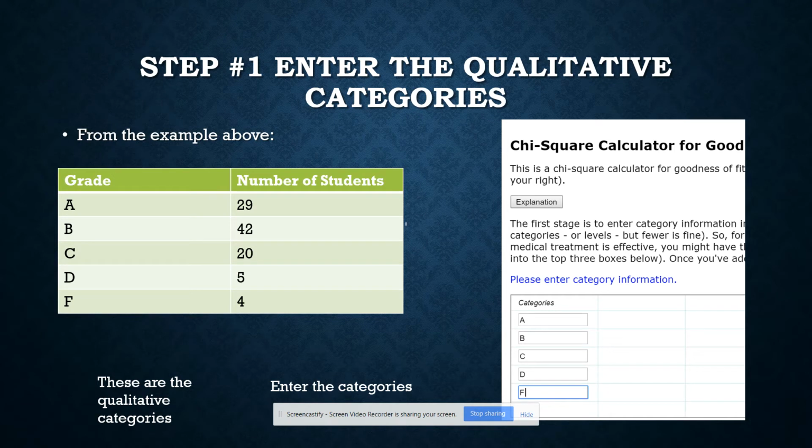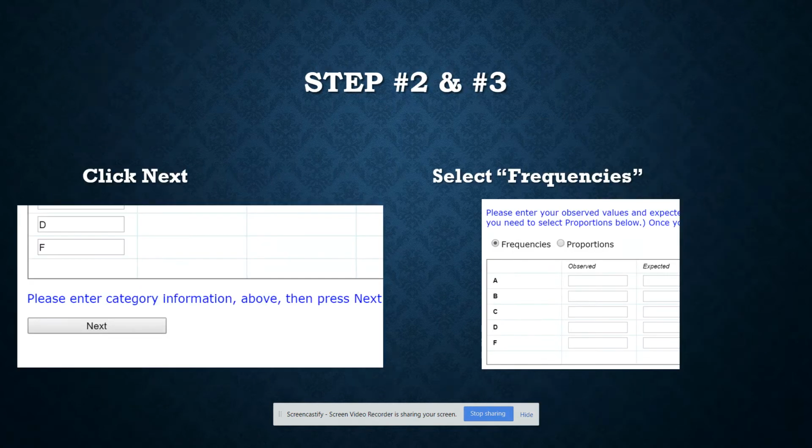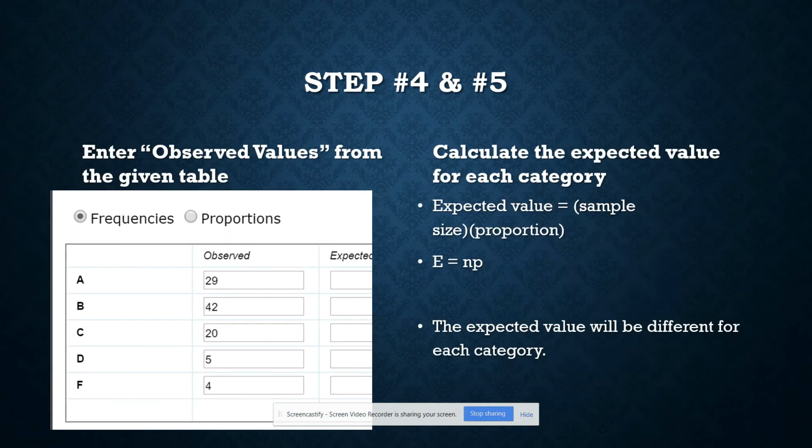Okay, so here we go. I'm going ahead and putting my categories in: A, B, C, D, and F, and then I have the number of students. Then I'm going to click next, and then I have to put my frequencies in. So the first table, I'm going to put my observed, and this is what was in that beginning table we just saw. There were 29 A's, 42 B's, 20 C's, 5 D's, and 4 F's.